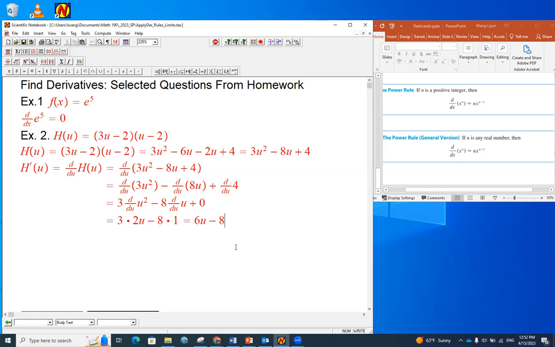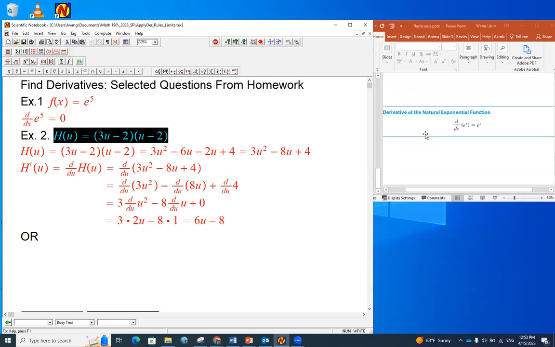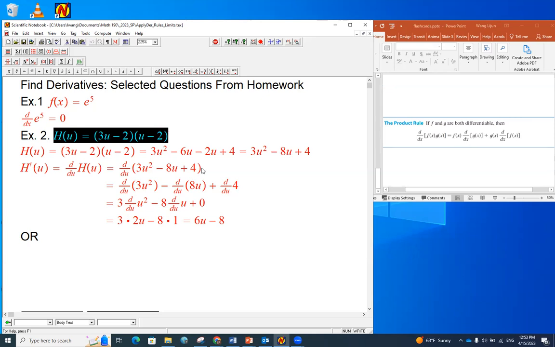And the other way, of course, we have learned the product rule. You can also try the product rule, right? So I put, or product rule. So we do a fast forward. We've got the product rule right here, right? They're both with respect to u, so if you use the product rule, then you don't need to FOIL.